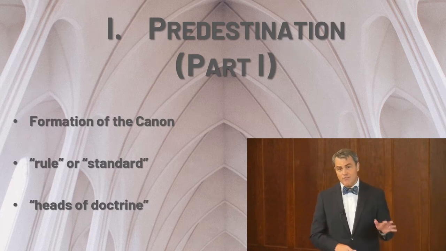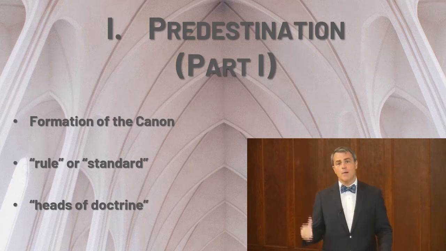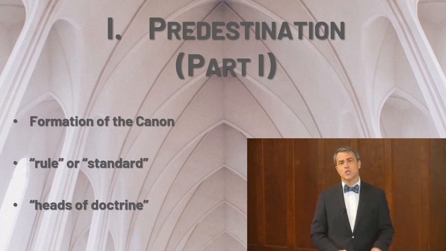Each of the heads of the Canons of Dort are divided into articles. So we'll begin today, for example, with the first head of doctrine. But there'll be a number of articles that will be contained in each of those heads. And then at the conclusion of each head of doctrine, in addition to the articles, there will be a rejection of the Arminian doctrine. And so you can think of it this way. The doctrine will be stated positively in the articles, and then it will address, in a negative sense, a rejection of the Arminian doctrines that had been argued in the Remonstrance.